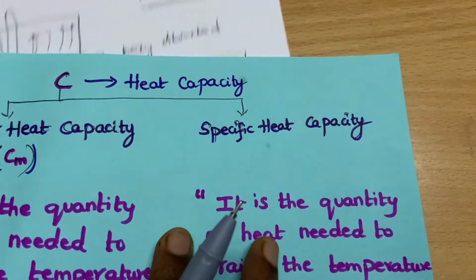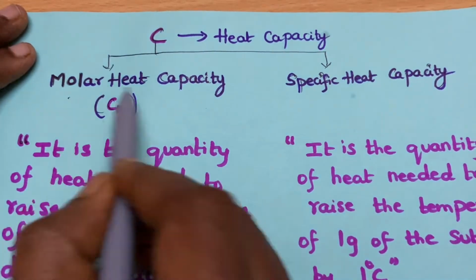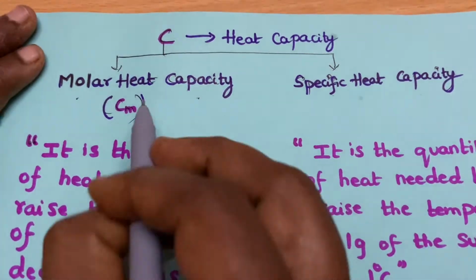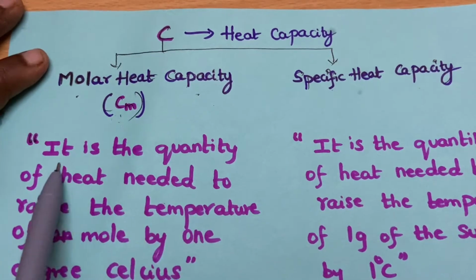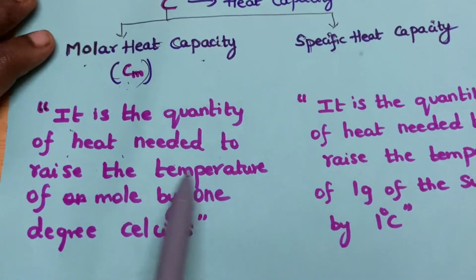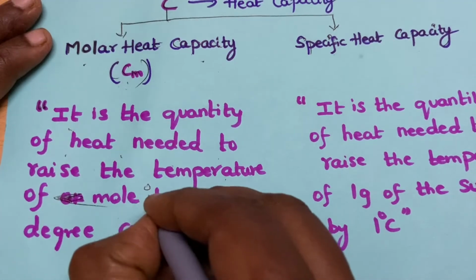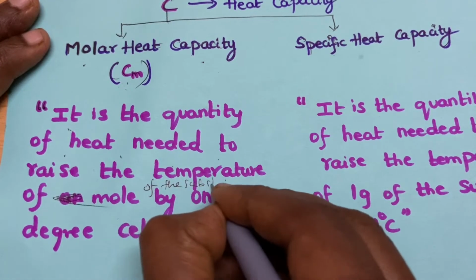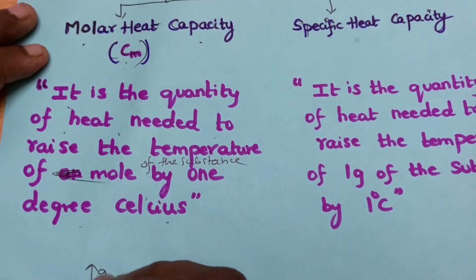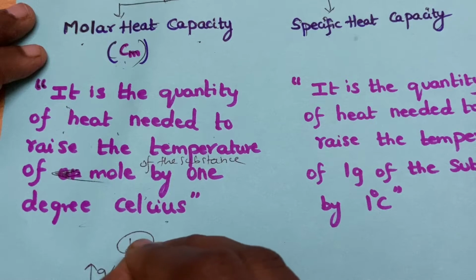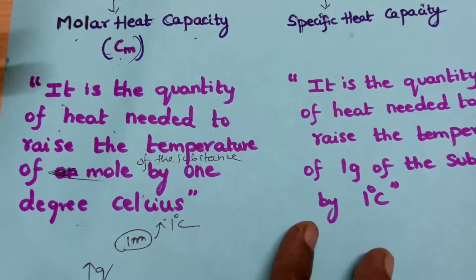So this heat capacity can be of two types: molar heat capacity and specific heat capacity. Molar heat capacity is represented as Cm. So what is molar heat capacity? It is the quantity of heat needed to raise the temperature of 1 mole of the substance by 1 degree Celsius. So you have to supply that much amount of heat to raise 1 mole of the substance by 1 degree Celsius.